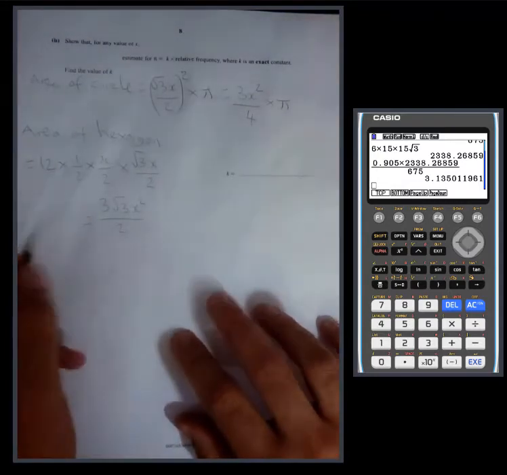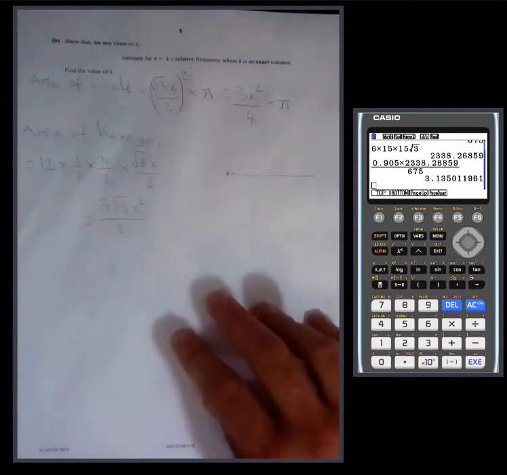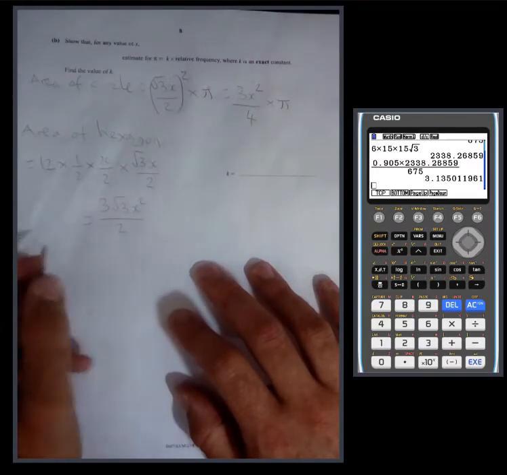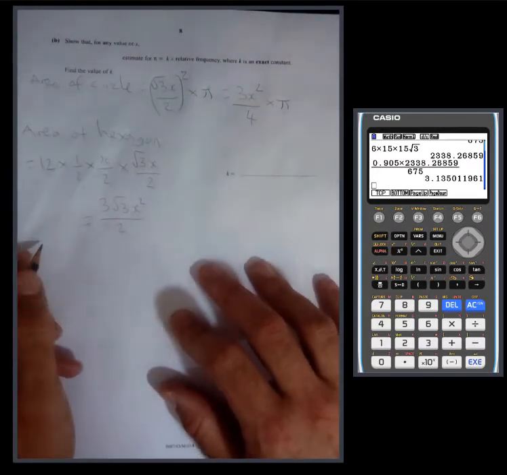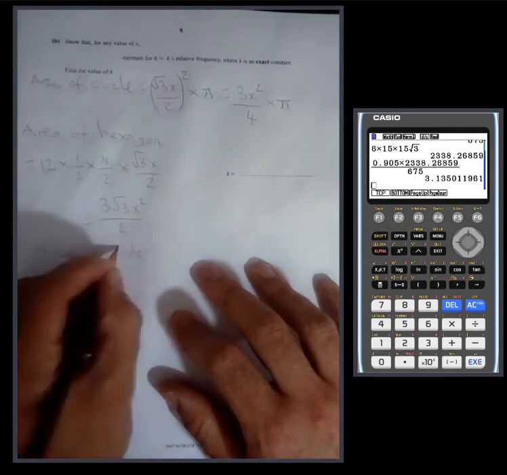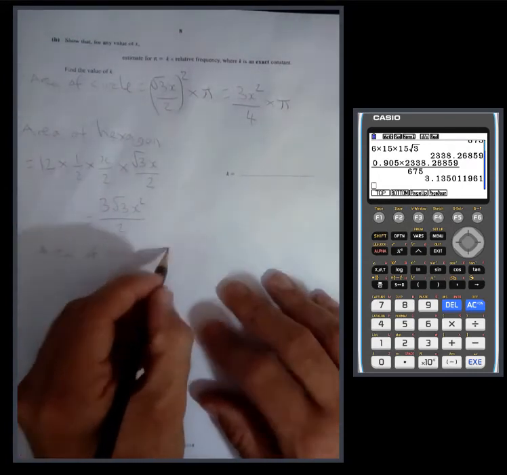Right, so now we have area of circle over area of hexagon equals relative frequency. So that means we need something like area of circle divided by area of hexagon.